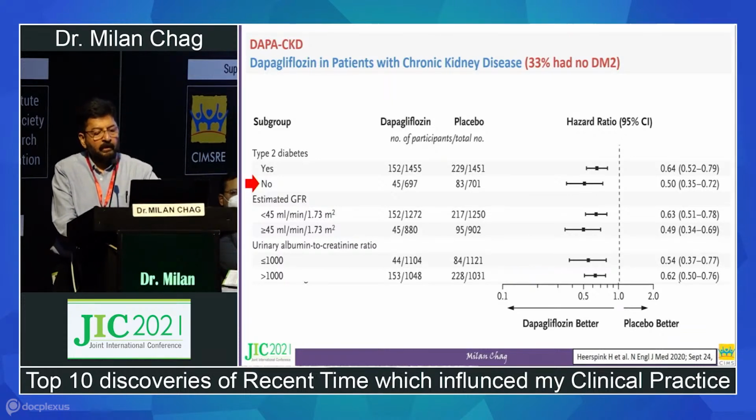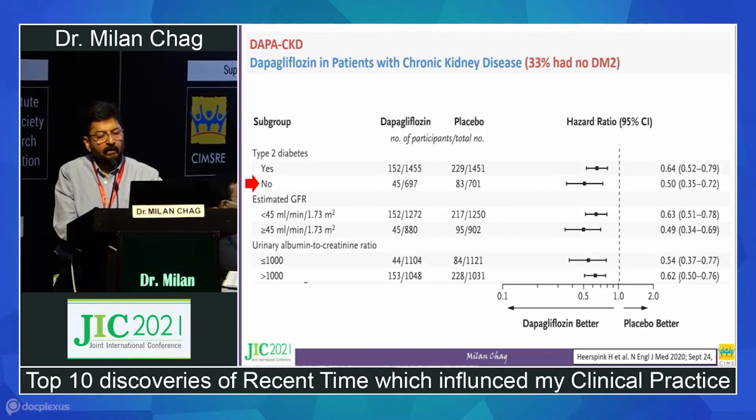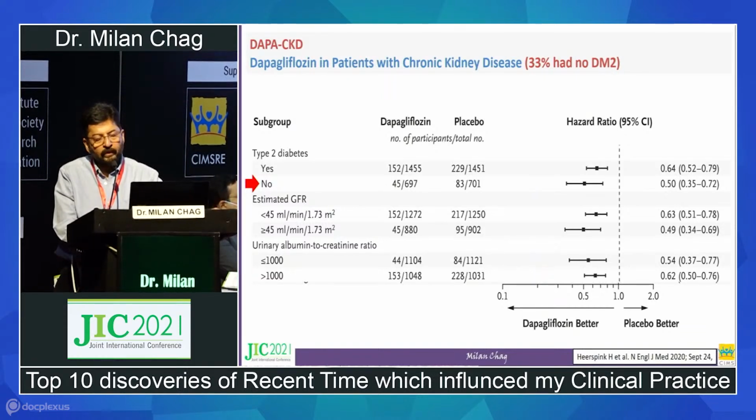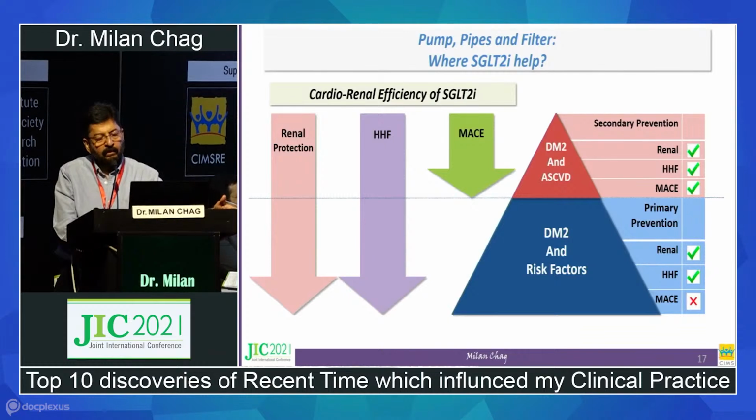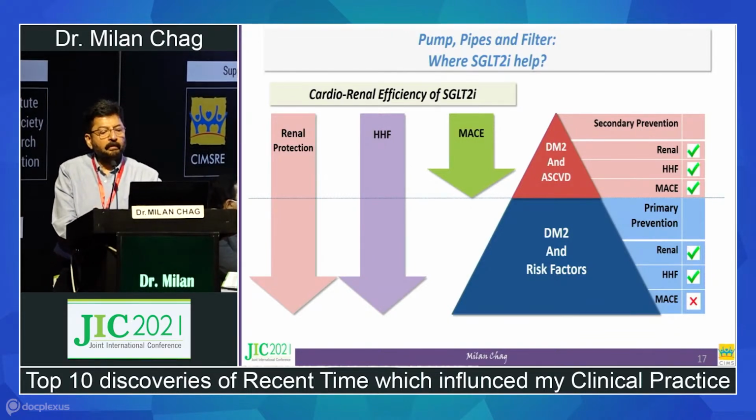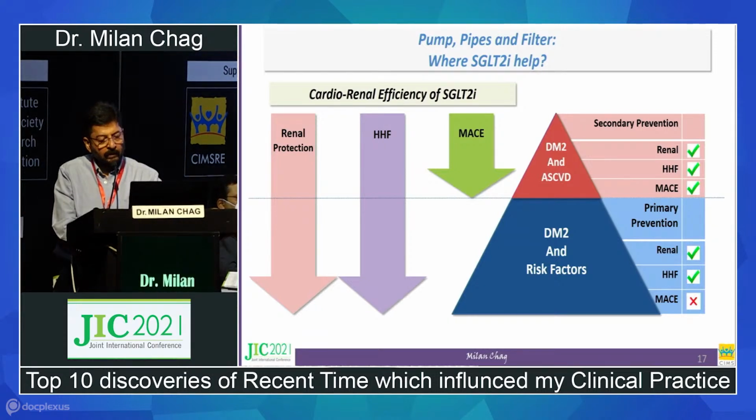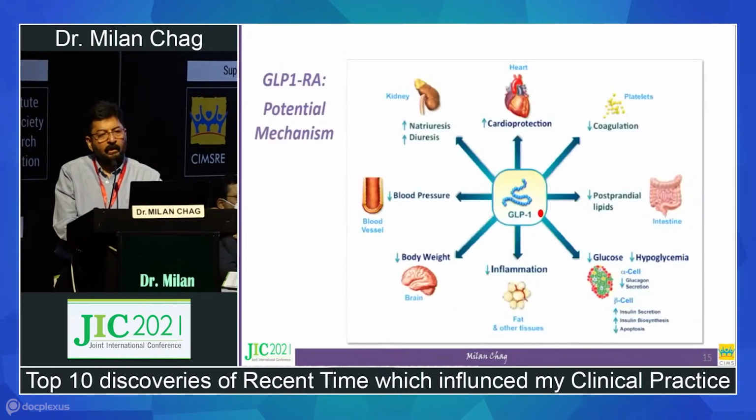The same held true for CKD also. In the DAPA-CKD trial, rapid worsening of renal failure was prevented by dapagliflozin when used in CKD patients regardless of presence or absence of diabetes. In fact, almost 1/3 of patients had no diabetes at all, and they also had a better renal outcome. So whether it is pump, pipe or filter, SGLT2 inhibitors are of great benefit everywhere. They should be the first line of treatment for cardiovascular and renal benefits among patients with diabetes, renal failure or established atherosclerotic cardiovascular disease. What about GLP-1 RAs?